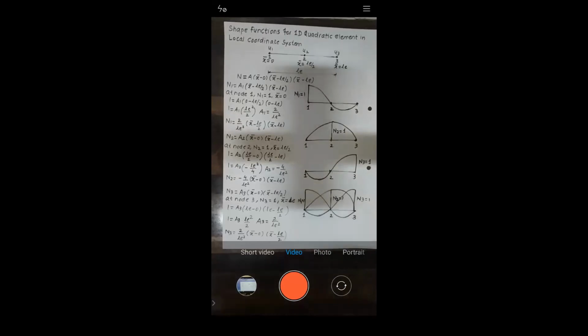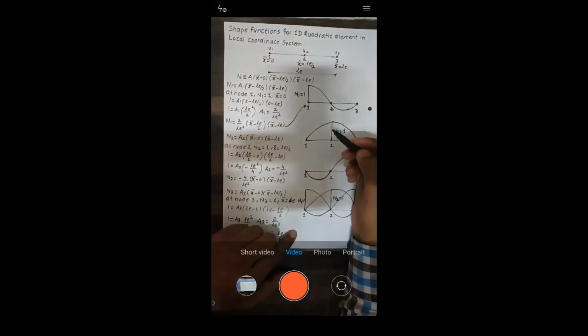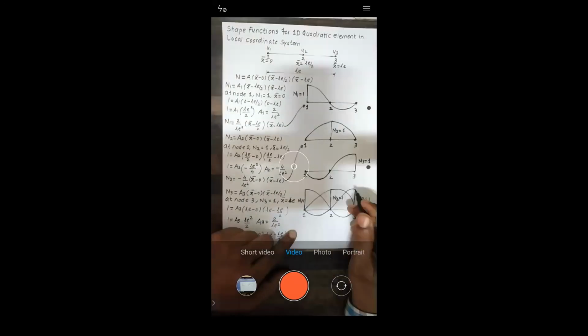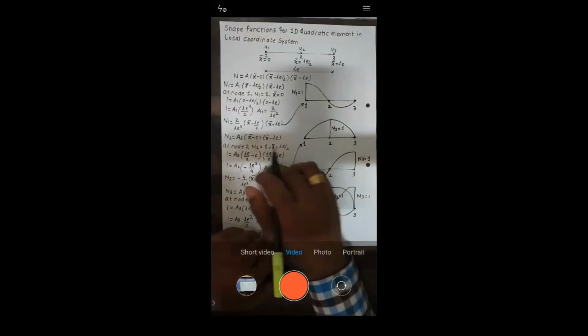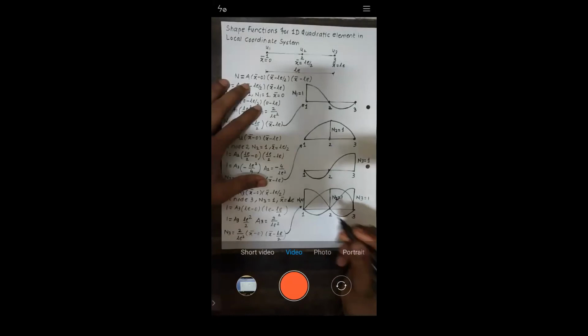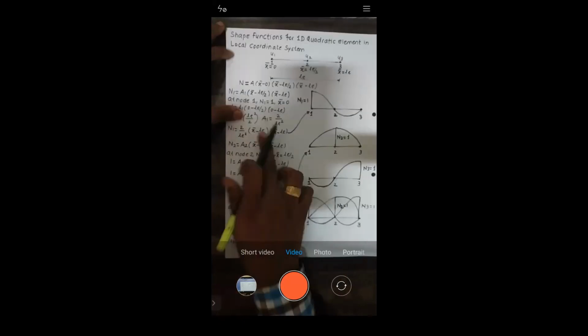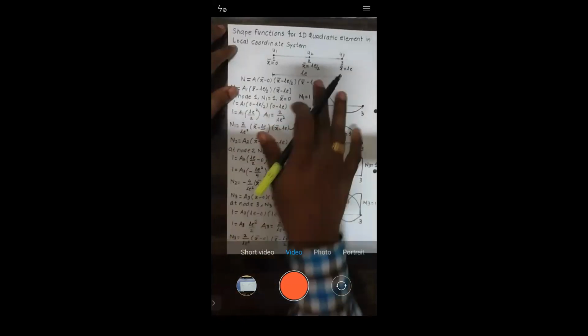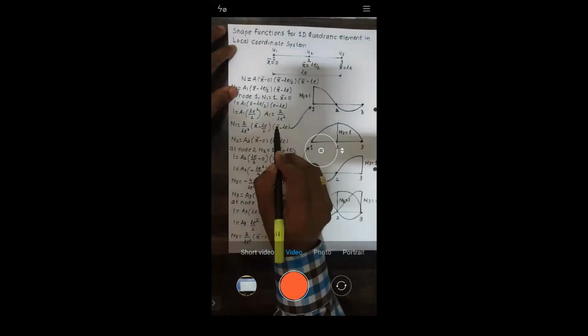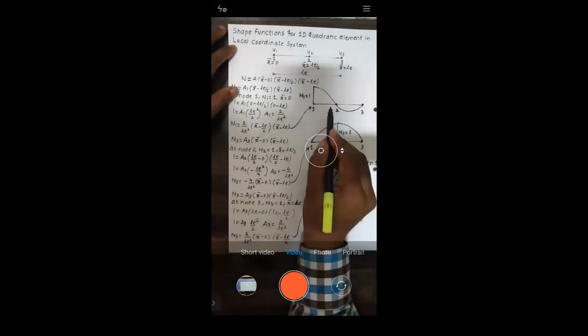See this graph, it is constructed by referring to this equation N1. This N2 graph is constructed by using this N2. Similarly, this graph for N3 is constructed by putting different values of x bar in the shape function. If you put x bar equal to 0, you will get 1. If you put x bar equal to LE by 2, you will get 0. If you put x bar equal to LE, you will again get 0.